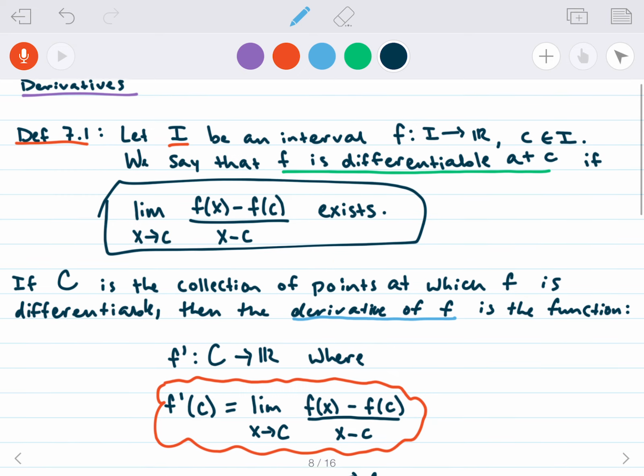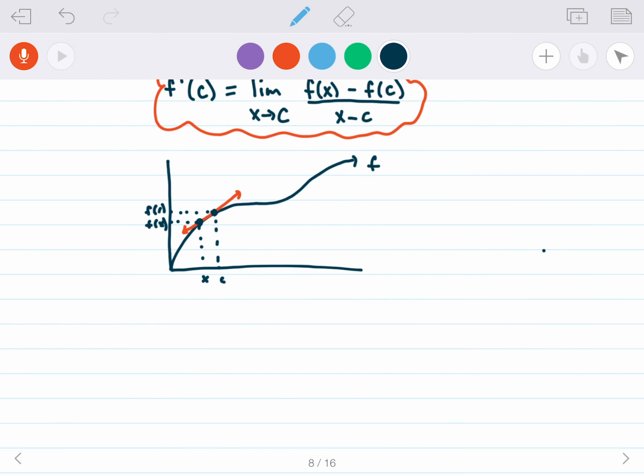Okay, so remember with these derivatives, we're just looking at slope, really. We're trying to compute the slope of the tangent line at a point, and the idea is to let the distance between x and c get smaller and smaller so that the distance between f(x) and f(c) gets smaller and smaller, so that the slopes of your secant lines approach the slopes of your tangent lines.